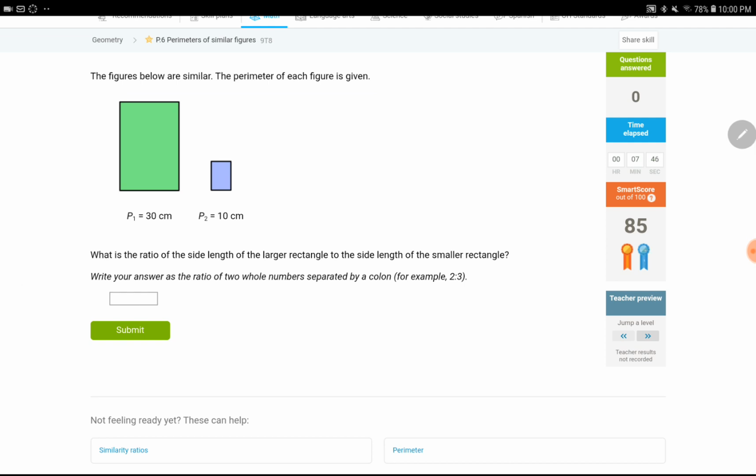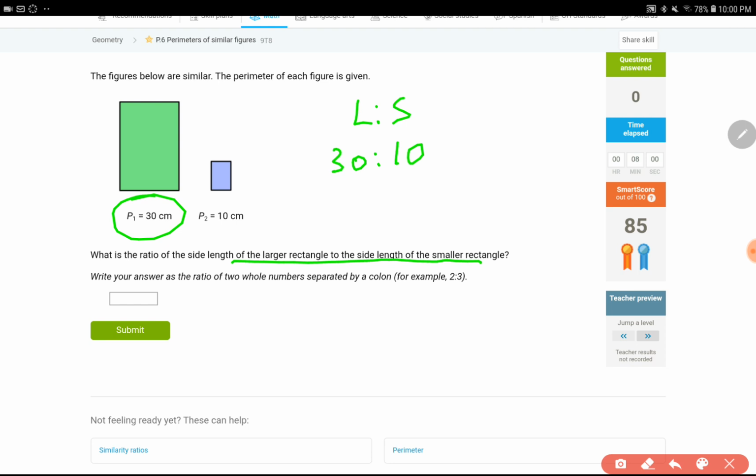Okay, what is the ratio of the larger to the smaller? So this is what I'm finding, larger to smaller. So the bigger number is going to be the first one. So that's my larger, and that's my smaller. It says, what is the ratio of the side length? The side length and the perimeter have the same ratio, so those two answers will be the same. So that would be our answer, 30 to 10. If you simplify both of these numbers, which means dividing them by 10, you would get 3 to 1 as your final answer.